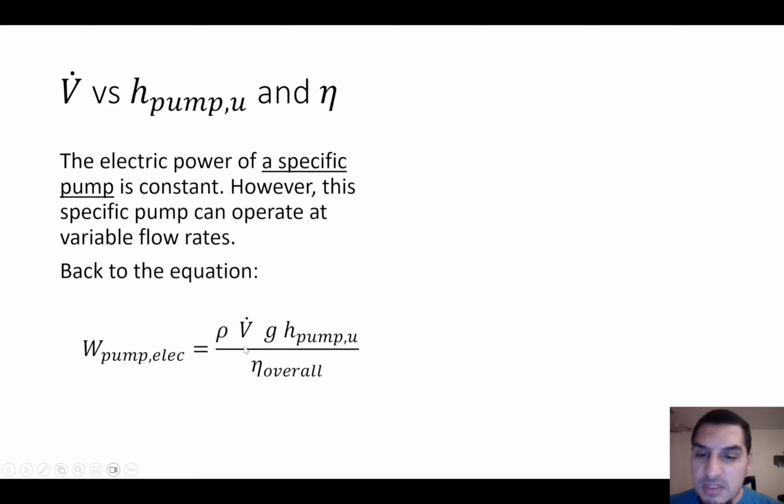So we have two parameters now which are variable: the volumetric flow rate and the pump head. The rest of the parameters are constant. So if a pump is operating at variable volumetric flow rate, the only parameter that will change to make this equation still valid, meaning that the right hand side is equal to the left hand side, is the pump head, since everything else is constant except these two. So if the volumetric flow rate changes, the pump head will also change, so that the multiplication of these two is constant.